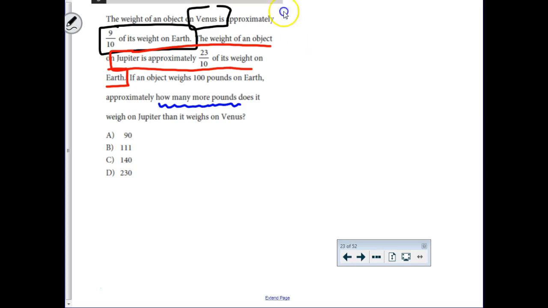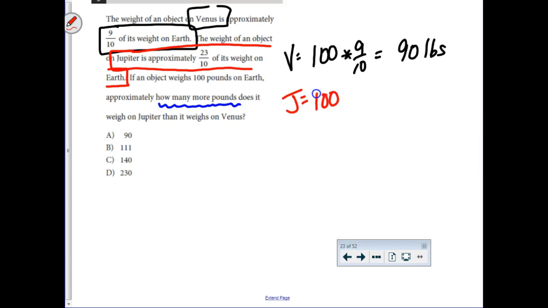All right, Venus. You are 100 pounds on Earth, but on Venus, you're 9/10 of that. So how much do you weigh on Venus? Like 90, right? Okay, on Jupiter, you're 100 pounds on Earth, but you're going to be heavier on Jupiter, 23/10. So that's what, 230?